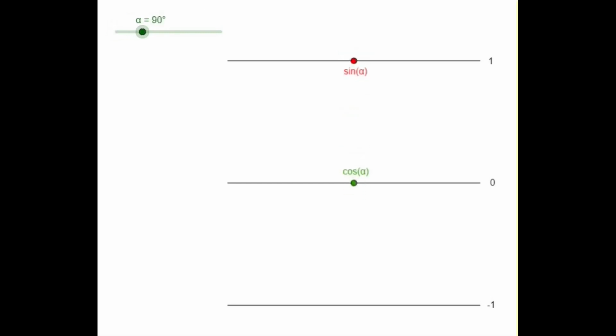From this we can see that sine and cosine values are the same at 45 degrees and 225 degrees. The value at 45 degrees is 0.707 and at 225 degrees it is minus 0.707.